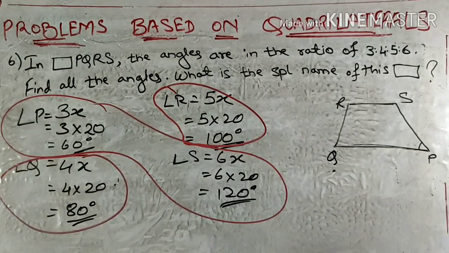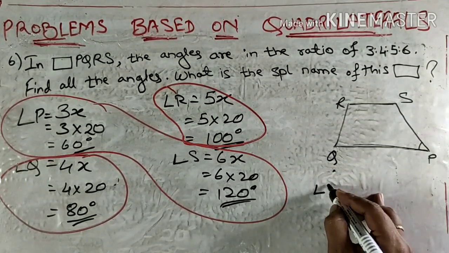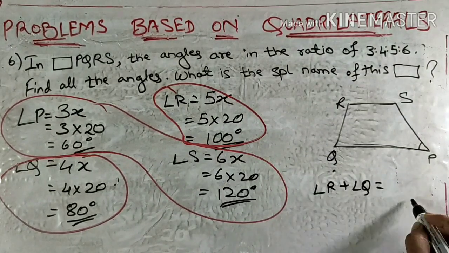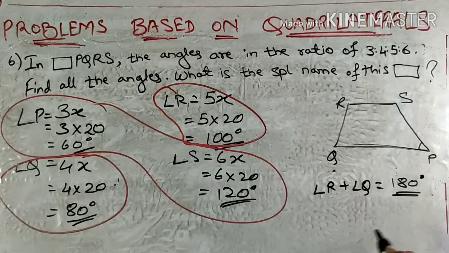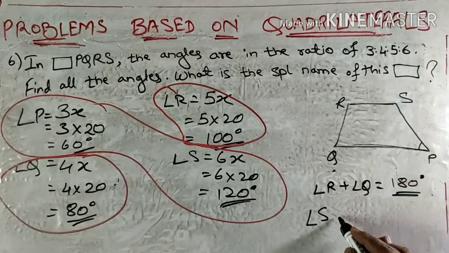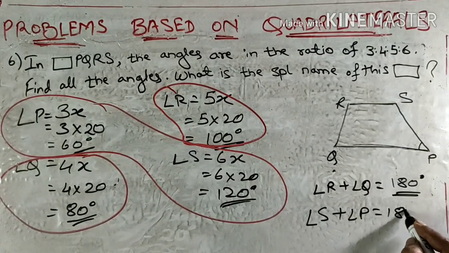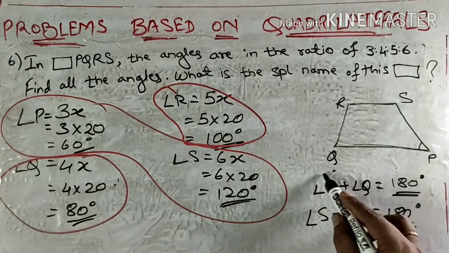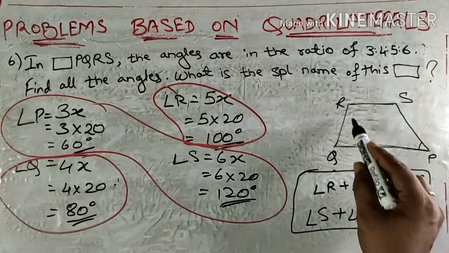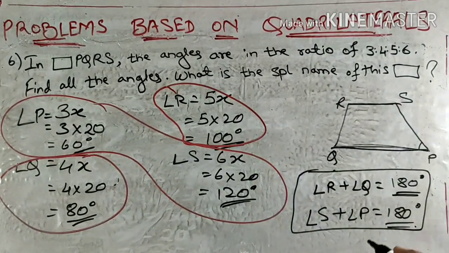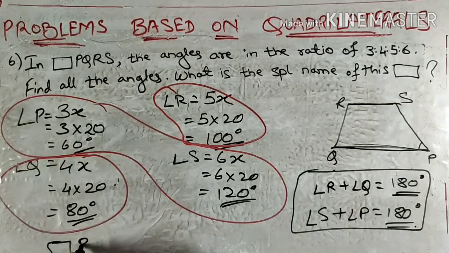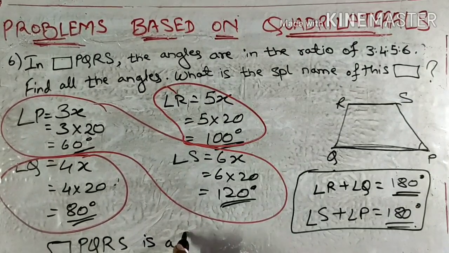That means if I write what I mean to say, angle R plus angle Q is equal to 180 degrees, and yes it is. Similarly, angle S and angle P is equal to 180 degrees. If I check 120 plus 60, yes it is. So it means that they are the angles of a trapezium with the sides over here parallel to each other, and this quadrilateral forms a trapezium. So quadrilateral PQRS is a trapezium.